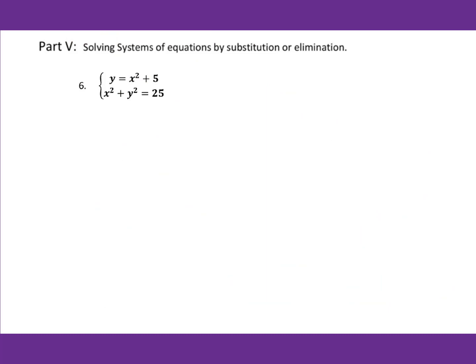Now let's go to number 6. Still, we need to check which method is better to solve this nonlinear system of equations. When we look at the y equals, I think substitution is a better way. But when you plug in y into this y squared, you will create x to the 4th power. We don't like that. Since for both equations we have x squared, therefore we use elimination. It's a better way to solve.